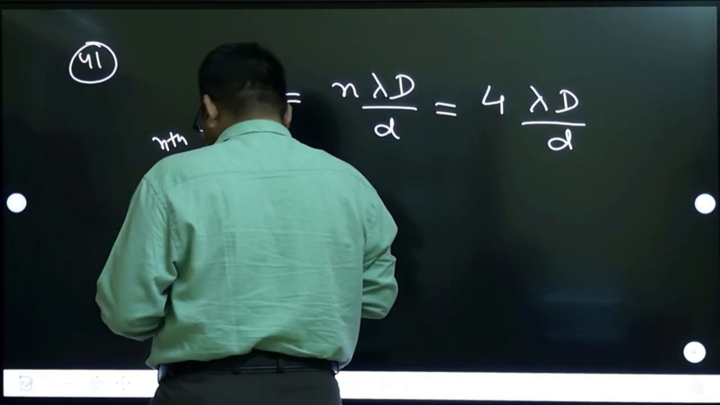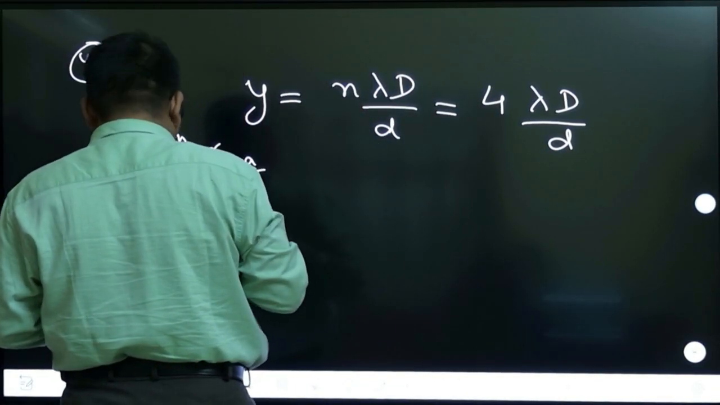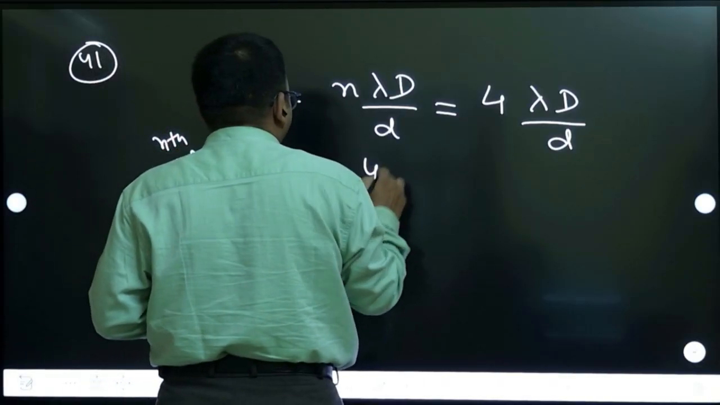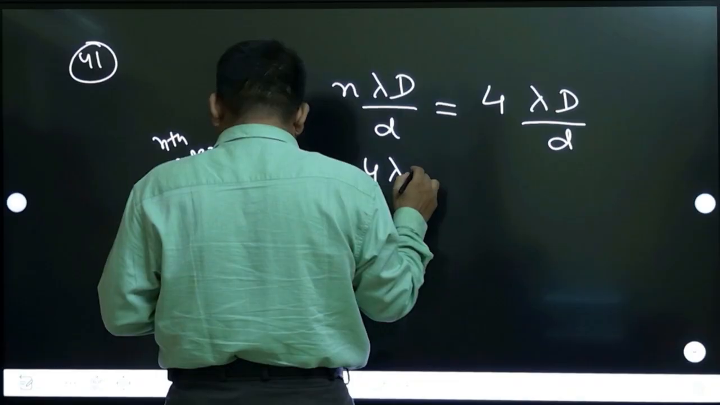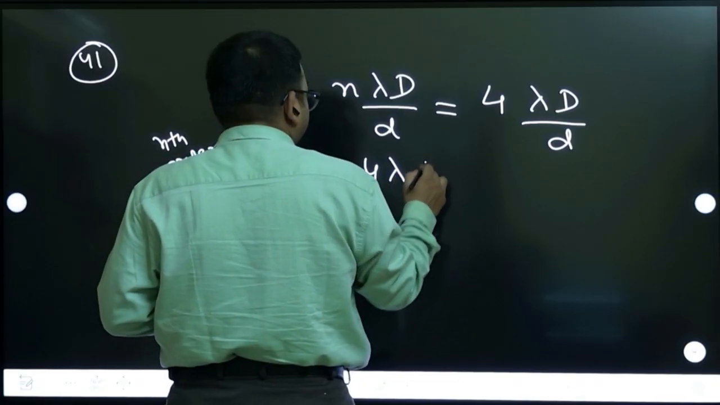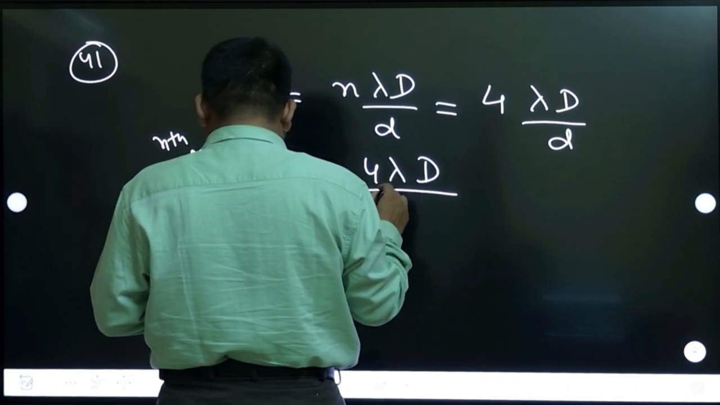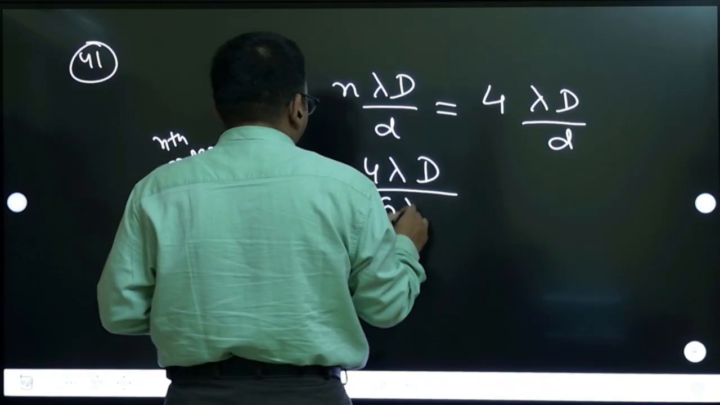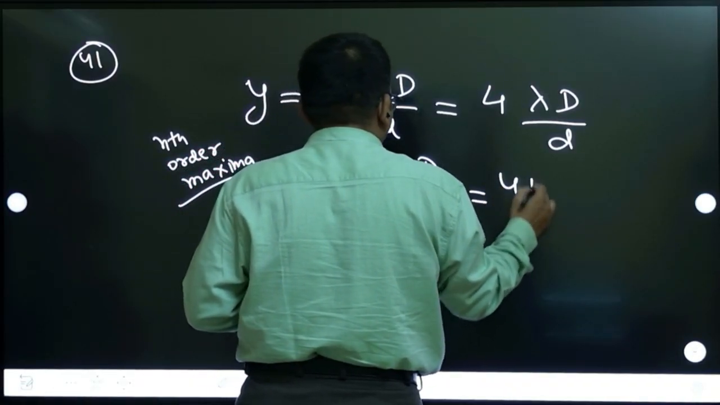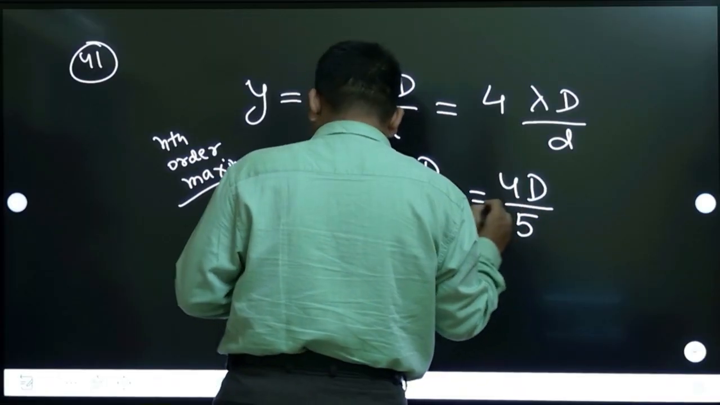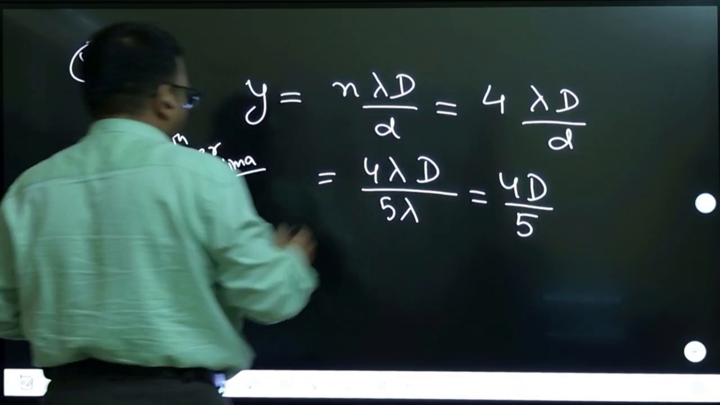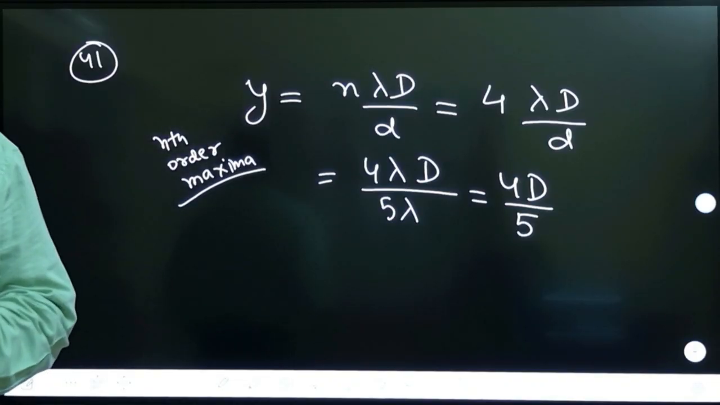Substitute the values given in the question. Small d is equal to 5 lambda. Capital D is not given, so let's keep it. Small d is 5 lambda, so lambda gets cancelled and we get 4 capital D by 5. What is the problem in this? Tell me.